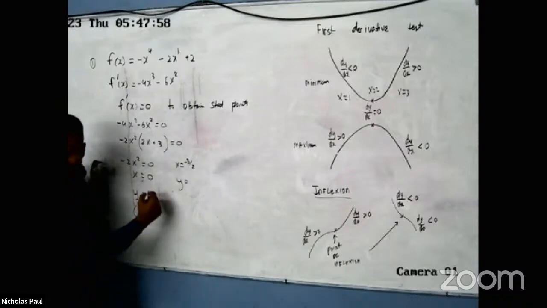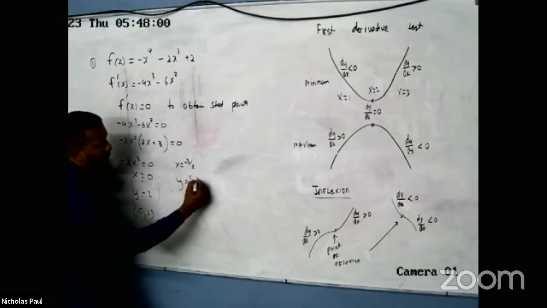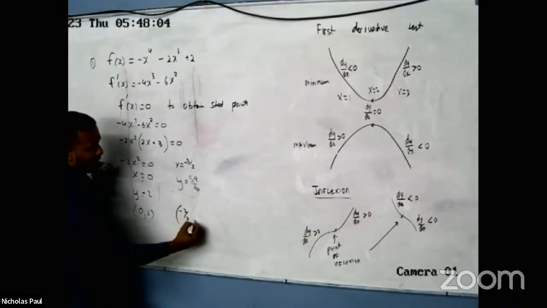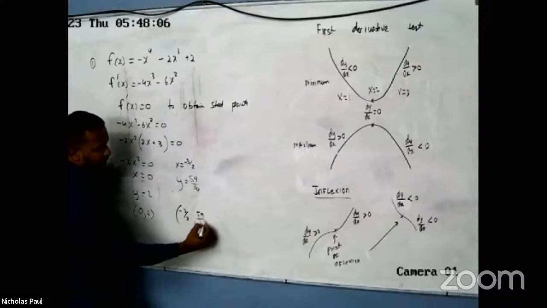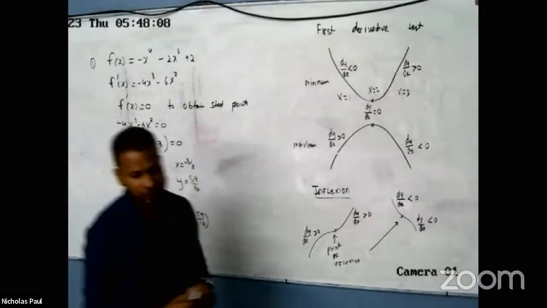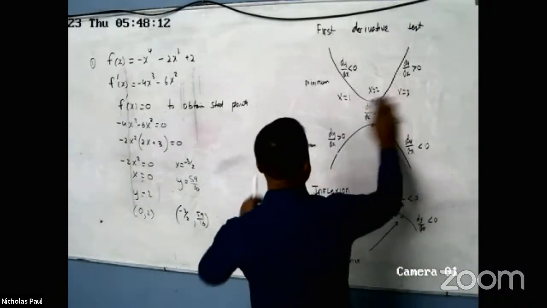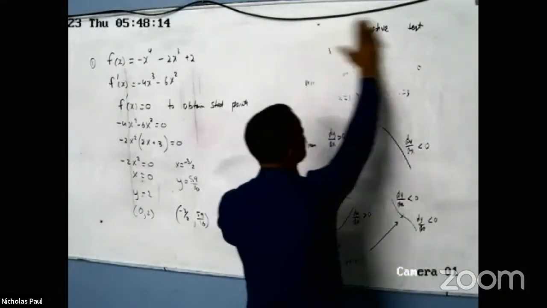59 over 16. All right, good. Right? That's just the point. So the point is -3/2, 59/16. Now, we're going to try to use the first derivative test, right? We're going to try to use the first derivative test.